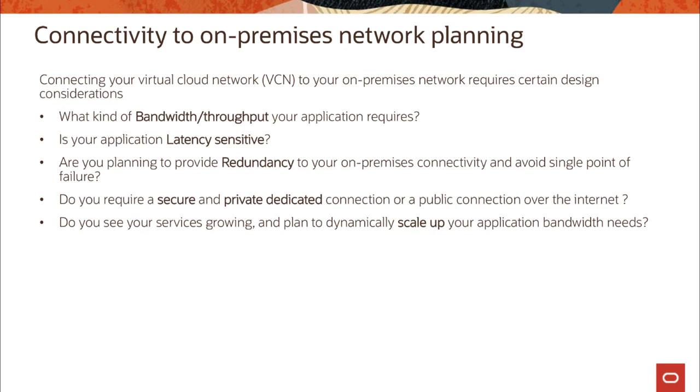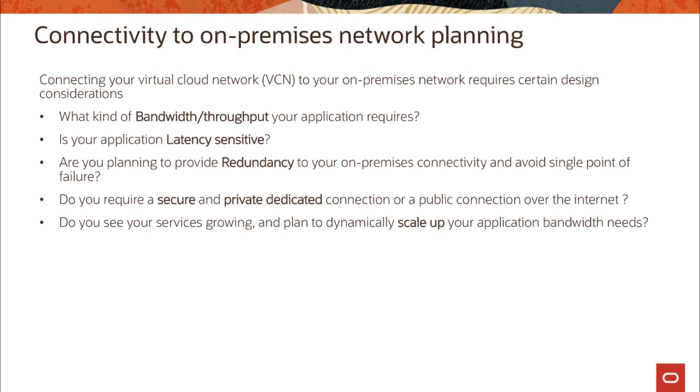Moving on, what's the security requirement from your application perspective? Do you need a private dedicated connection? Do you need an encrypted connection? Or you're okay with just a public connection over the internet? And then how do you see your services or application growing? Because if you need the ability to dynamically scale up your application, your connectivity option with OCI, then you need to design your infrastructure right from the start in a way which helps you dynamically scale up or down your bandwidth needs accordingly. So these are some of the key considerations that you should take when you are designing your networking infrastructure.